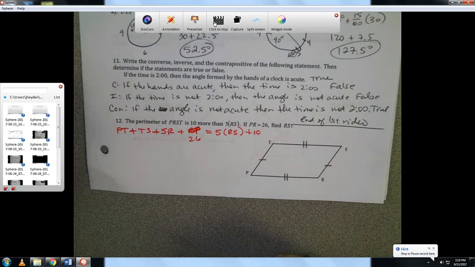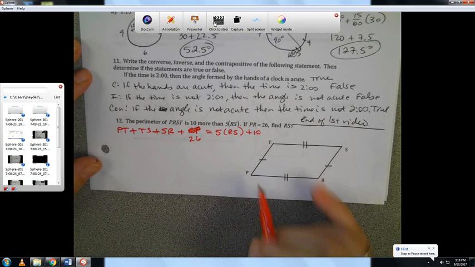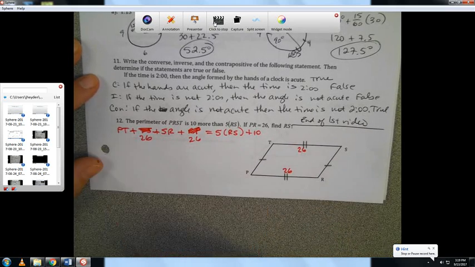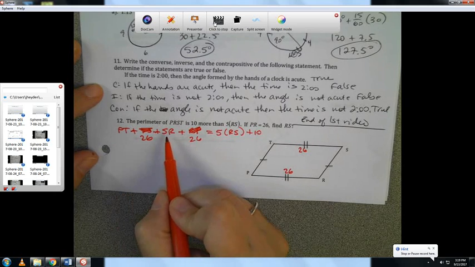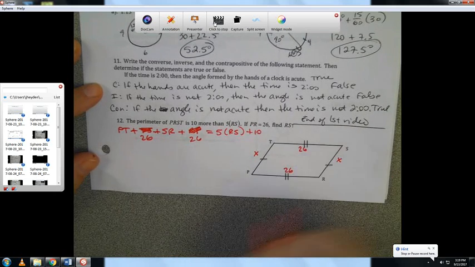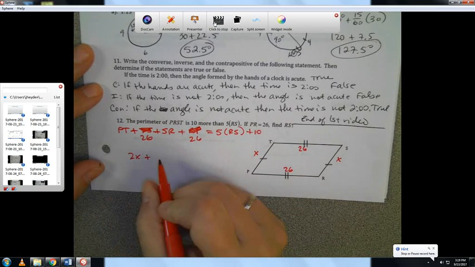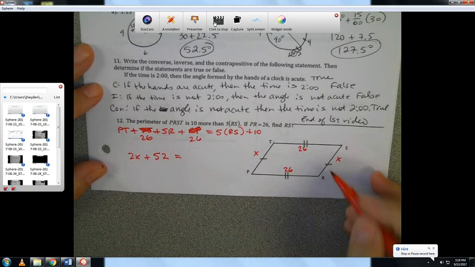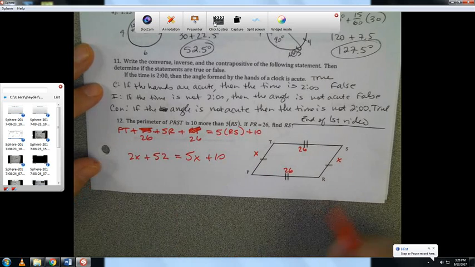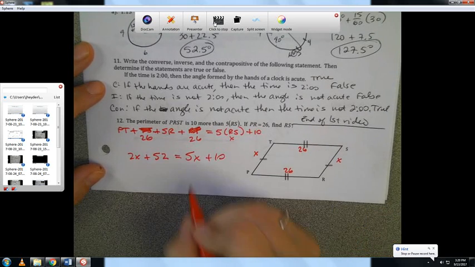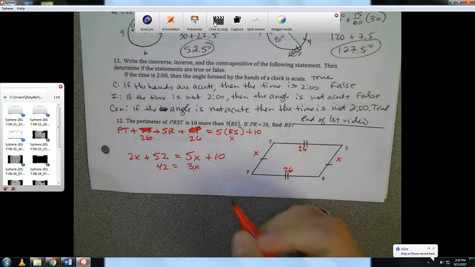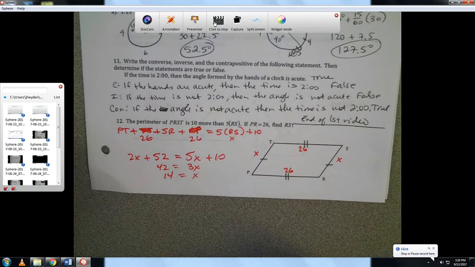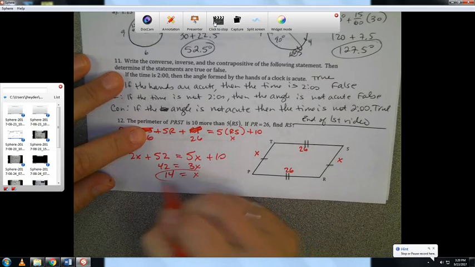Lovely. Find RS. Okay, well, if PR is 26, then ST is also 26, so I'm going to replace that. Oh, and PT and SR are the same. I'm going to call them X. So 2X plus 26 plus 26, which is 52, equals 5X plus 10, because RS is also X. Great. So 3X equals 42, which means X is 14. And that's it. RS is 14.